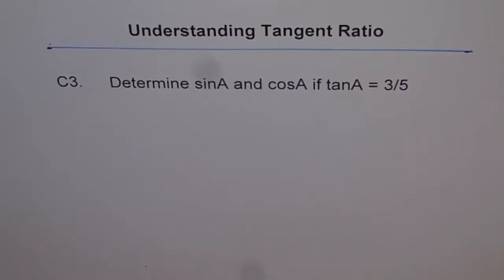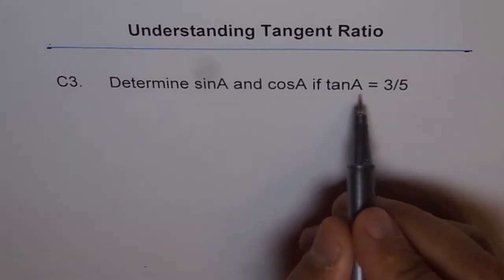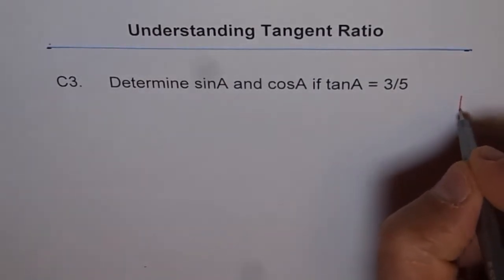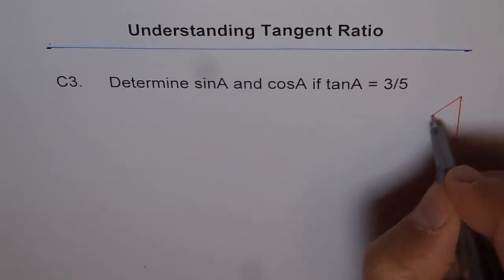Understanding tangent ratios, C3. Determine sine A and cosine A if tan A equals 3 over 5. Now with this question, we'll move on from tan to sine and cosine. Okay. Tan A equals 3 over 5. What does that mean? It means that if we have a right triangle, let me draw one here.